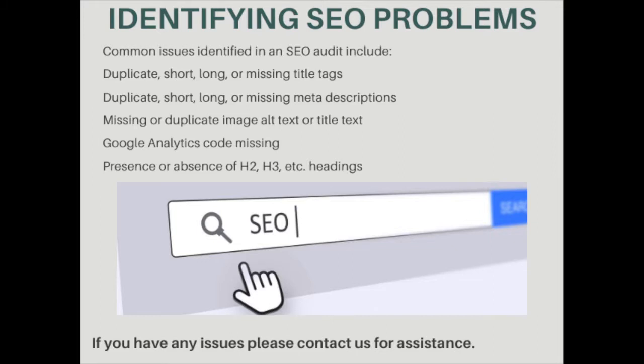Common issues identified with an SEO audit include duplicate, short, long or missing title tags, duplicate, long or missing meta descriptions, missing or duplicate image alt text or title text, Google Analytics code missing, presence or absence of H2, H3, etc. headings. Now, the site auditor will specify which issues need to be addressed and how. This could mean rewriting your page titles, writing longer meta descriptions, adding H2s and more. While they may seem insignificant, all of these issues play a role in your site SEO.